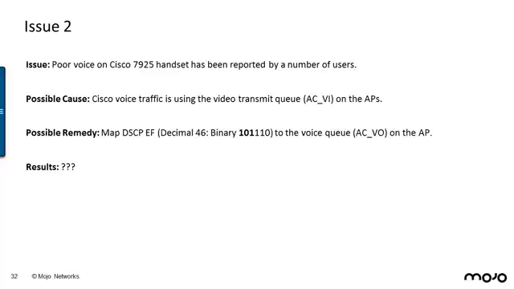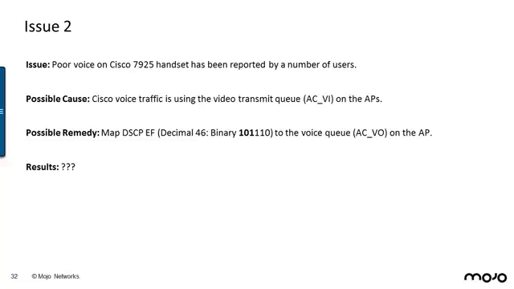All right, poor voice on the Cisco 7925 handset, which was reported by a number of users. So in this case, it's not in one particular area of the network. It can happen anywhere, any user, anytime. And so the possible cause is that the voice traffic is using the video transmit queue.